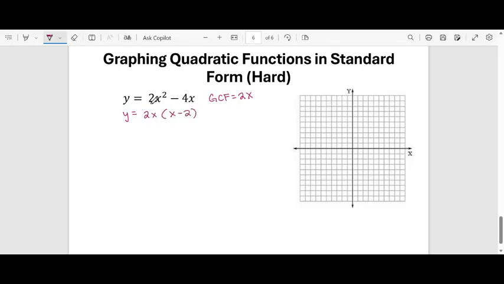Just to be clear, I divided this by 2x. 2x squared divided by 2x will leave me with just an x. And I divided negative 4x by 2x, so that cancels out my x, and I'm left with negative 2.